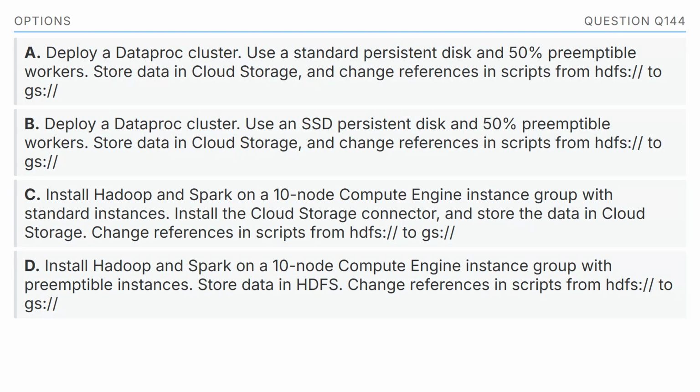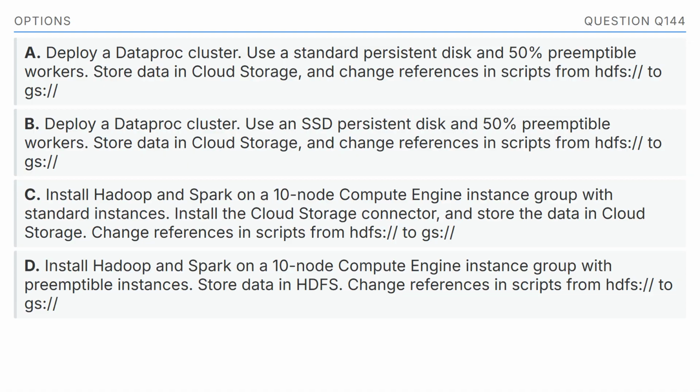The options are: Option A, deploy a Dataproc cluster. Use a standard persistent disk and 50% preemptible workers. Store data in Cloud Storage, and change references and scripts from hdfs:// to gs://. Option B, deploy a Dataproc cluster. Use an SSD persistent disk and 50% preemptible workers. Store data in Cloud Storage, and change references and scripts from hdfs:// to gs://.